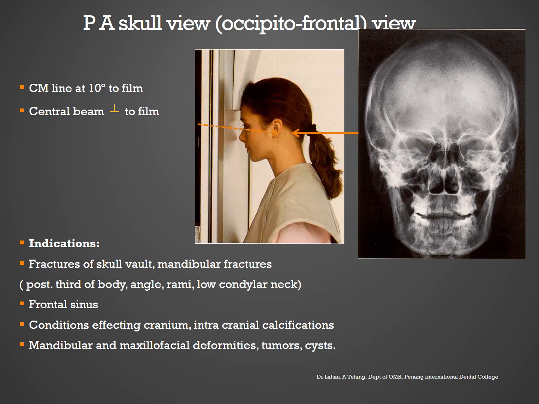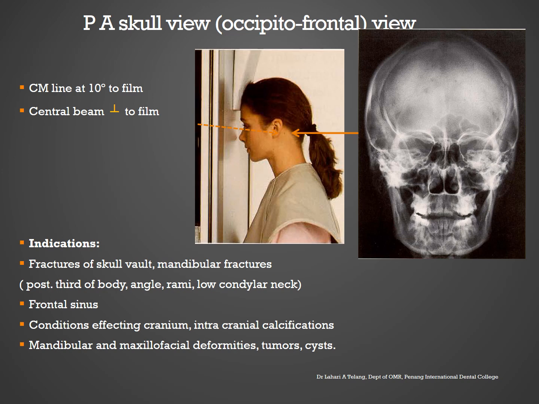Then you have a posterior anterior view where the patient is facing the film or the sensor, and the canthomeatal line is at 10 degrees to the X-ray film or the sensor, and the X-rays are coming from behind the skull. So the central beam is again perpendicular to the film or the sensor. So the indications for this would be fractures of the skull vault, mandibular fractures, posterior third of body, angle, rami or lower condylar neck fractures, because all of these areas can be appreciated beautifully. Conditions affecting the cranium and the intracranial calcifications, mandibular and maxillofacial deformities, tumors, and cysts.